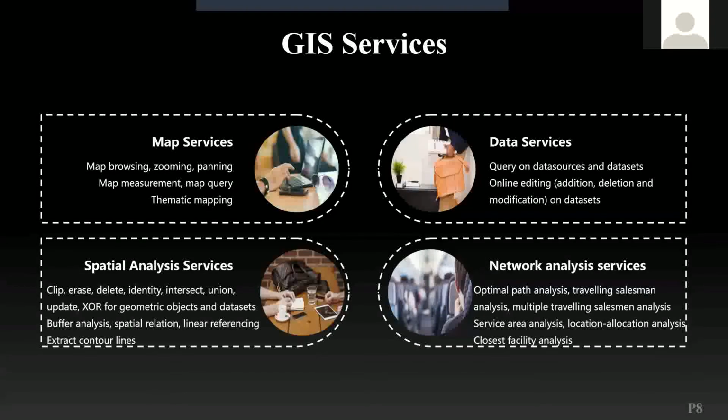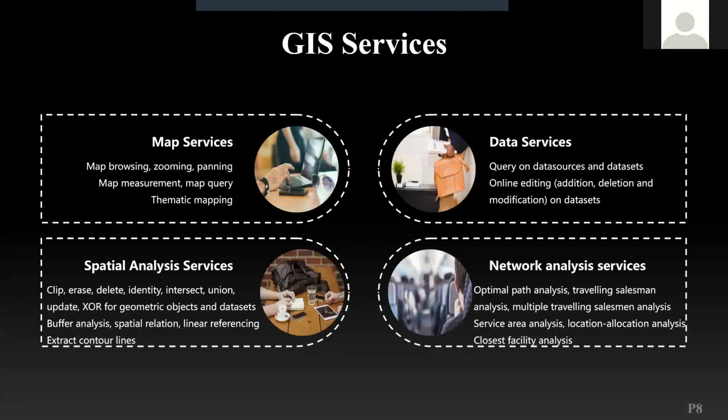That's the difference. There are also multiple traveling salesman analysis, service area analysis, location analysis, and closest facility analysis. The closest facility analysis is a very useful function. For example, if there is a location where a traffic accident occurs, and around here there are three hospitals, and we want to find the nearest hospital to the traffic accident position, then we can use the closest facility analysis to get the results and the best path.